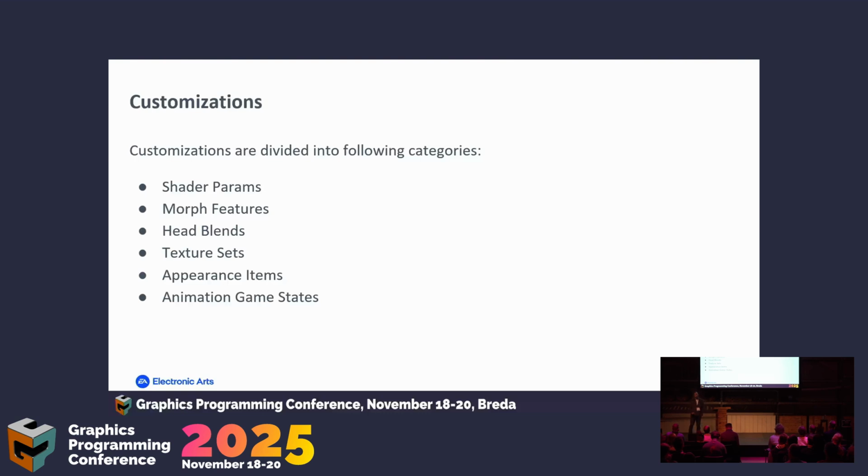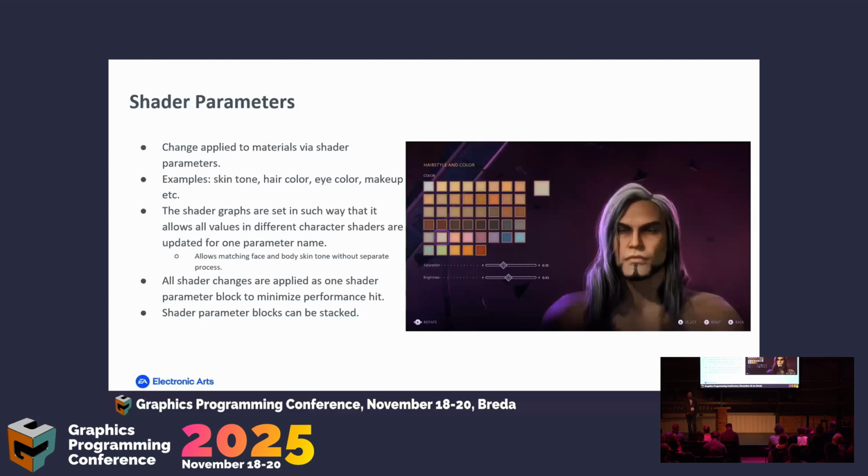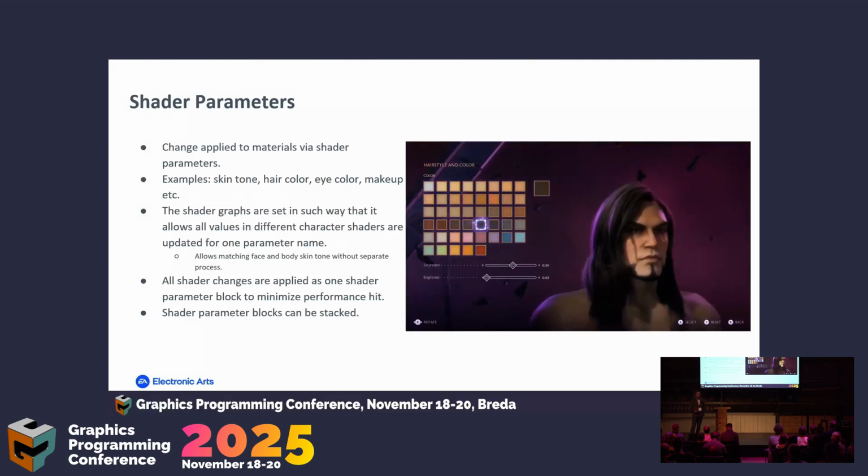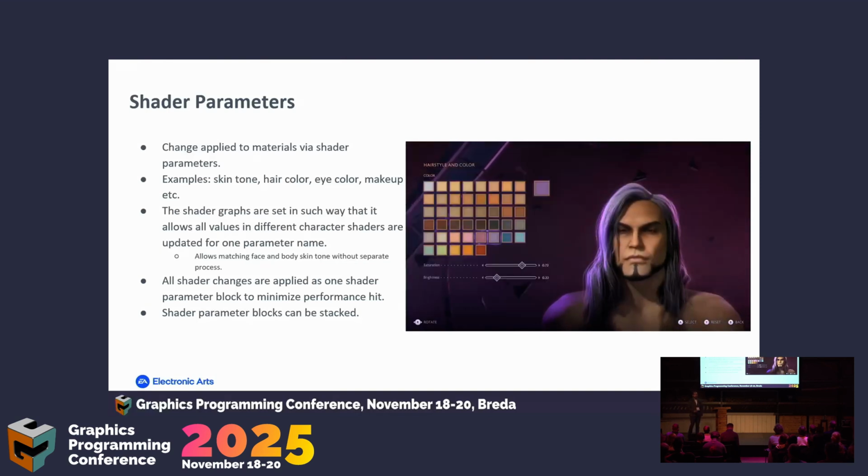So customizations were divided into following categories: shader parameters, morph features, head blends, texture sets, appearance items, and animation game states. We'll go over these one by one. So this is the example of how we were changing parameters on the shaders and their values. For example, skin tone, hair color, eye color, etc. So the input for this was the shader parameter name and its corresponding value.